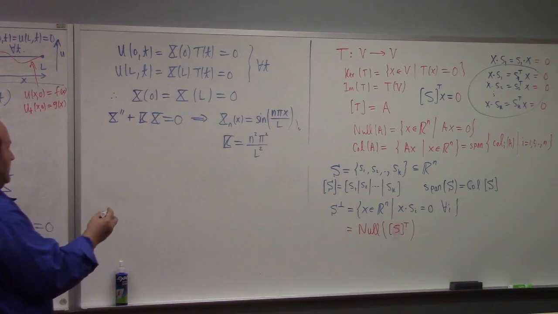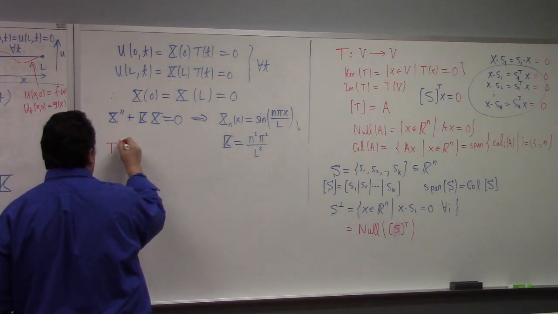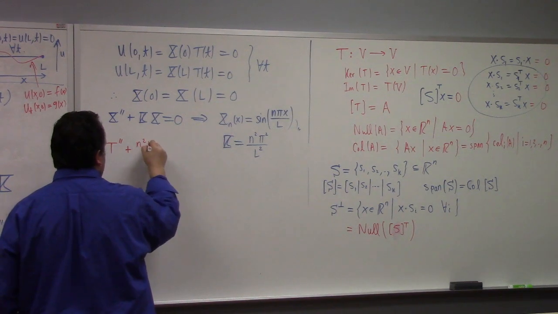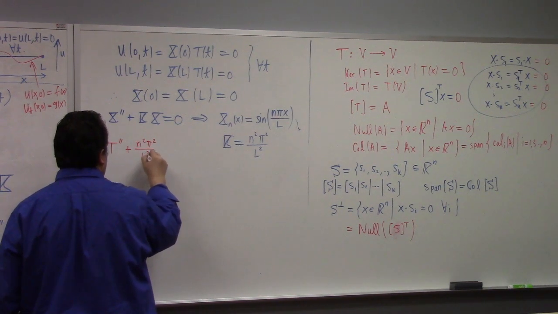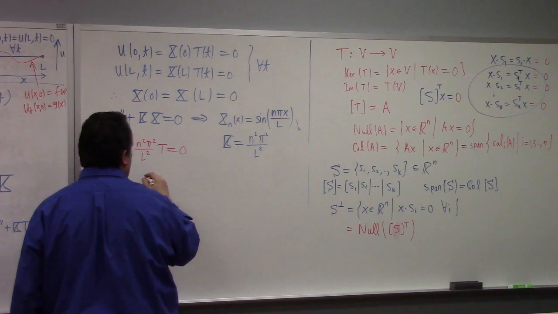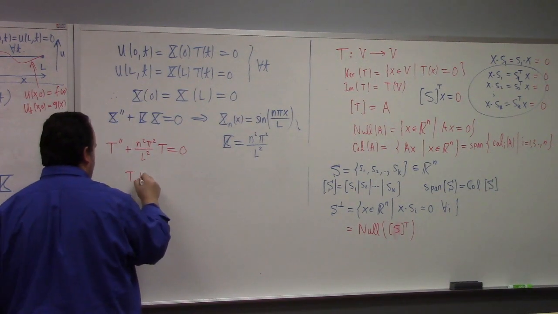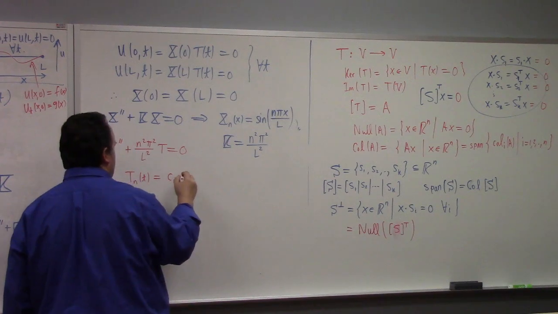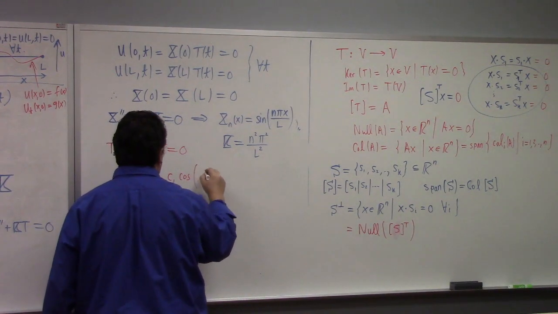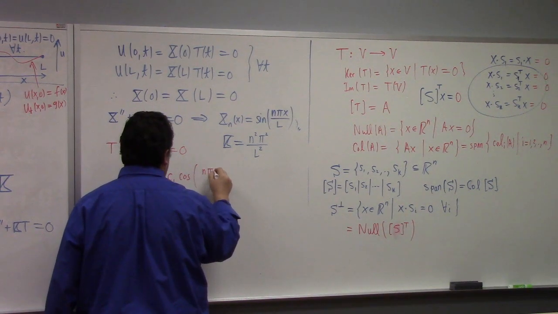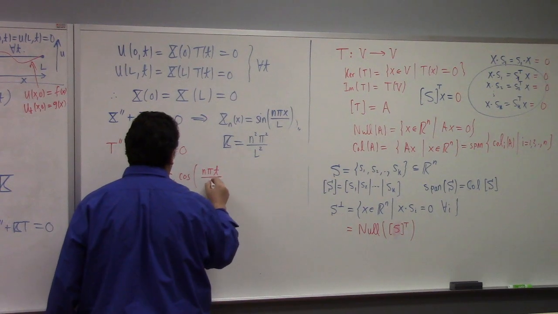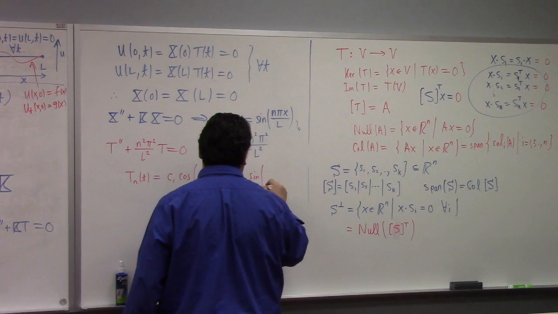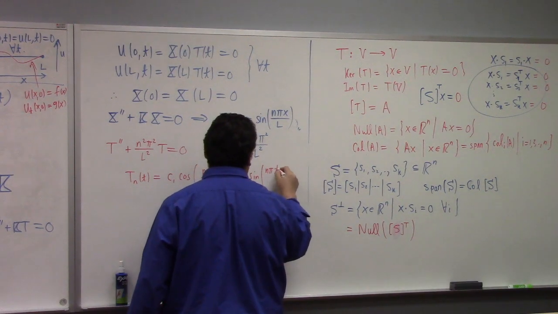Now, on the temporal side of things, we have T'' plus n squared pi squared over L squared T equals 0, which gives me T_n of t is equal to C1 cosine of n pi t over L, plus C2 sine of n pi t over L.